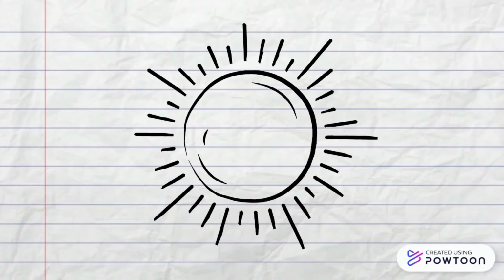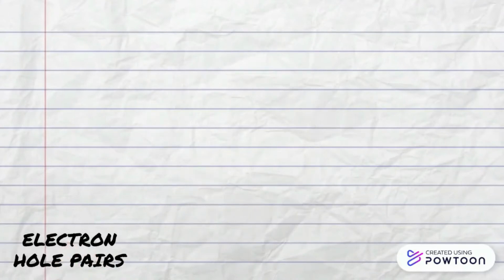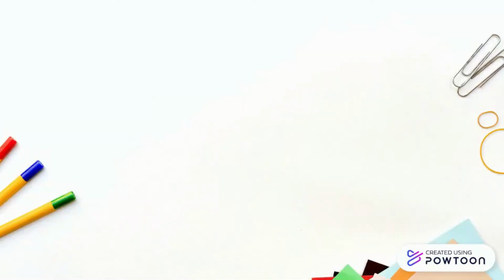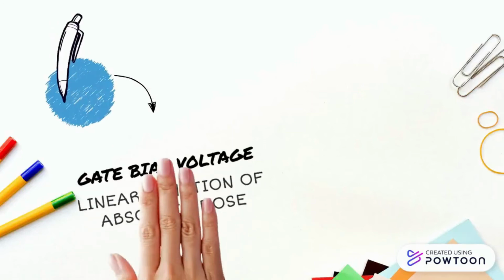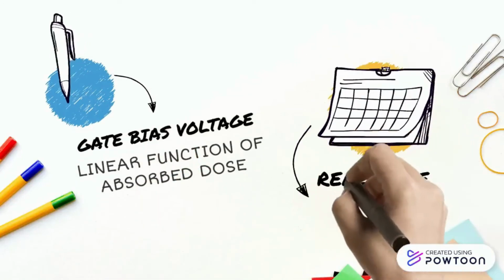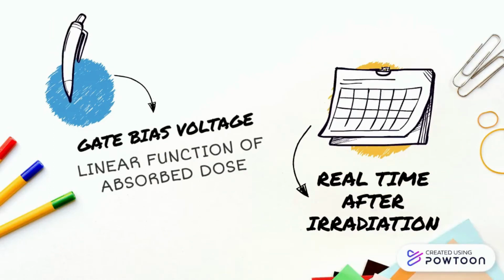When MOSFET dosimeters are exposed to radiation, electron-hole pairs are produced in the silicon oxide. The positive charge carriers move in the direction of the silicon to silicon oxide interface, where they are trapped, building up a positive charge, which causes a change to the current and leads to a change of the gate bias voltage. The gate bias voltage change is a linear function of absolute dose. The integrated dose may be measured in real time or after irradiation.